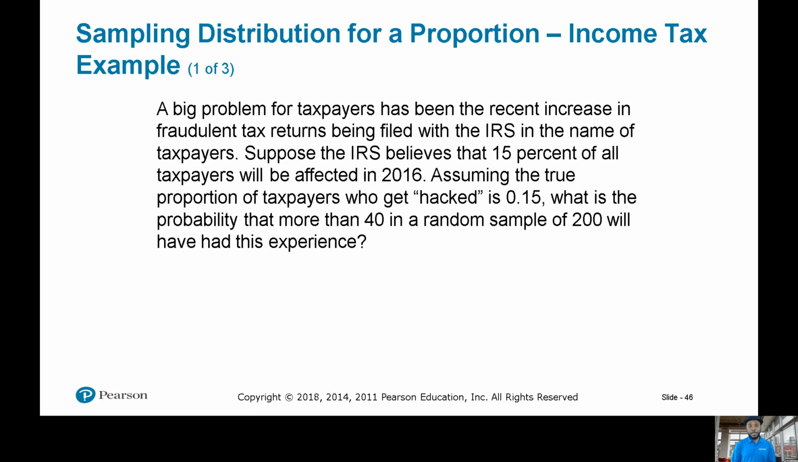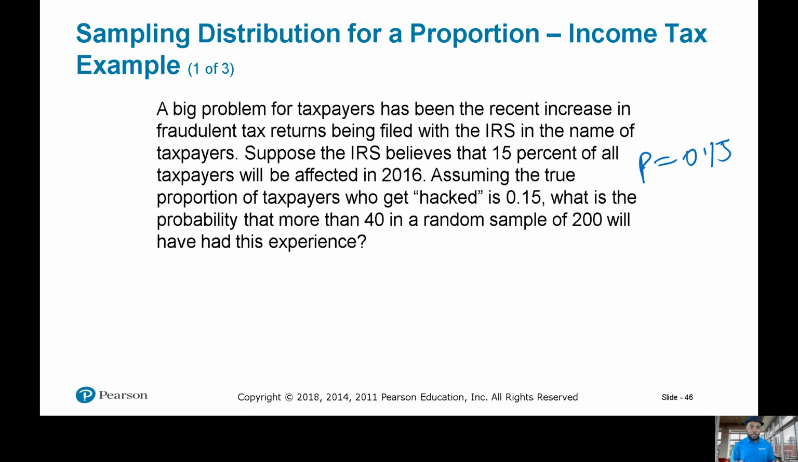Suppose the IRS believes that 15% of all taxpayers will be affected in 2016, assuming the true proportion of taxpayers who get tagged is 0.15. What does that mean? We're saying that P is equal to 0.15. What is the probability that more than 40 in a random sample of 200 will have had this experience?